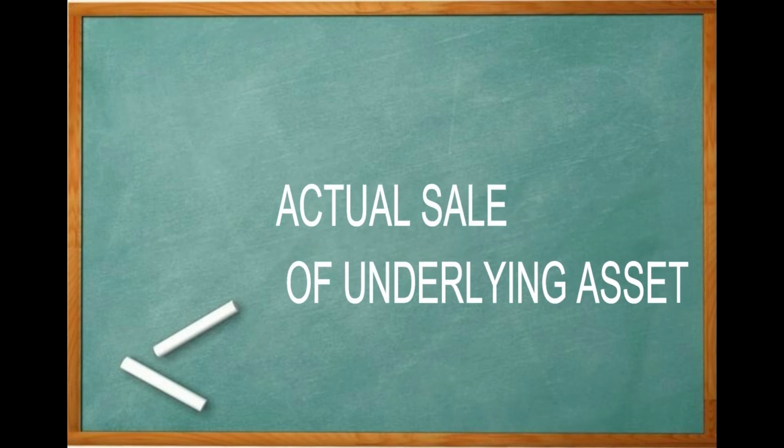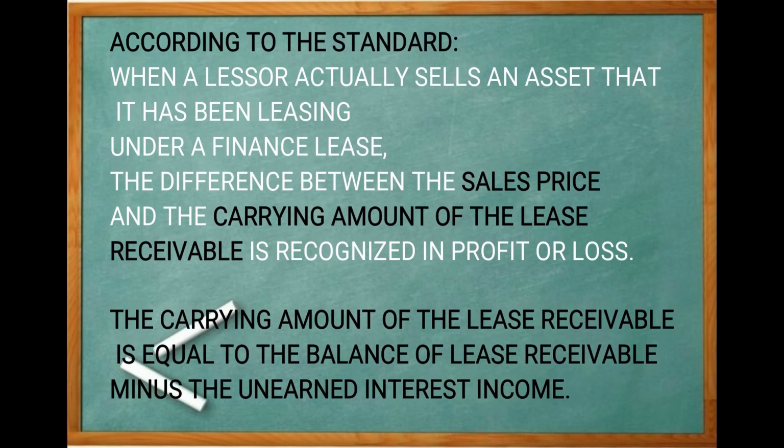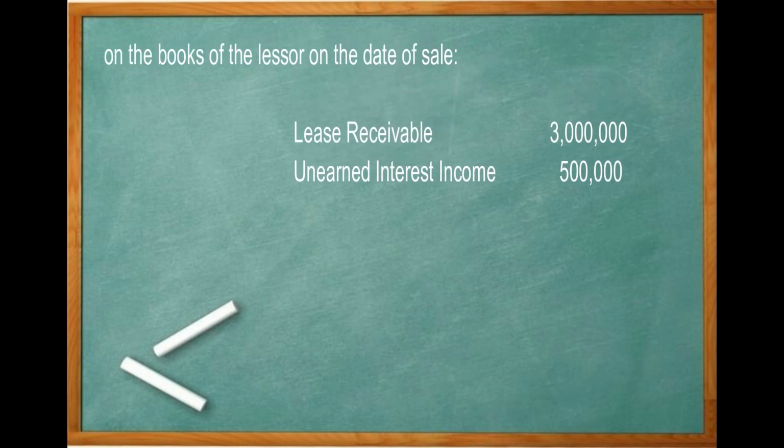Problem 5. Actual sale of underlying asset. But before anything else, according to standard, when a lessor actually sells an asset that has been leasing under a finance lease, the difference between the sale price and the carrying amount of the lease receivable is recognized in profit or loss. The carrying amount of the lease receivable is equal to the balance of the lease receivable minus the unearned interest income. Now, let's try on the problem.